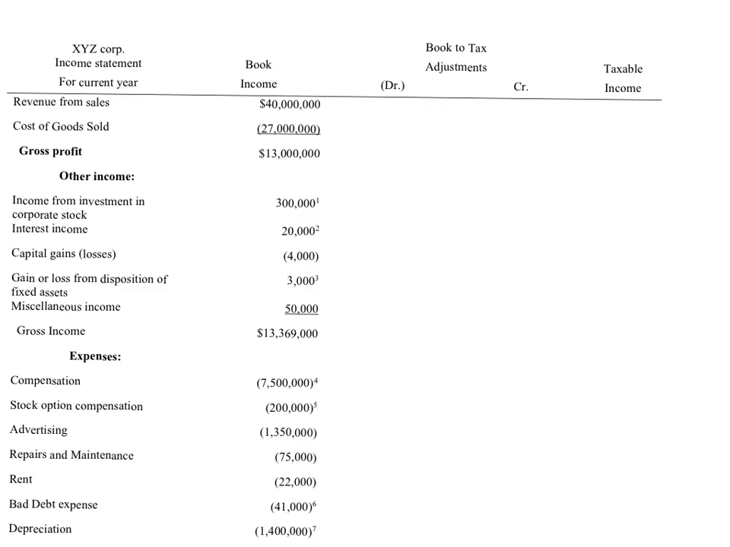So let's just start with the first item. So revenue from sales, there's no note attached to that one, so there's no adjustment needed. So book income and taxable income are the same. All right. Cost of goods sold, similar situation. So our gross profit number is the same.